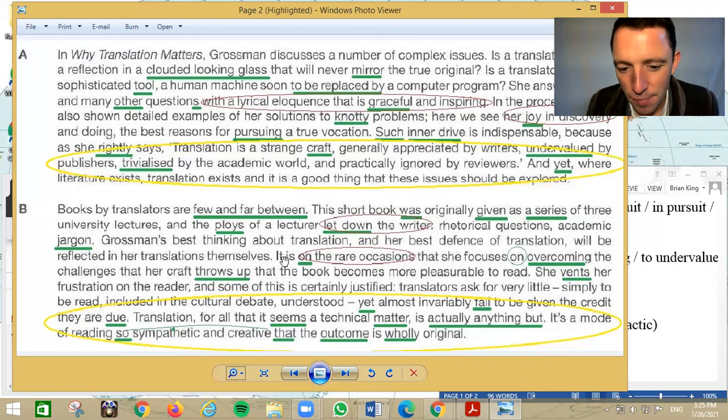And here, on is the typical preposition for occasion. On my birthday, on the anniversary. So for a special occasion, we have the preposition on. Overcoming is also important, but first, on is connected to focus, and that's so important.